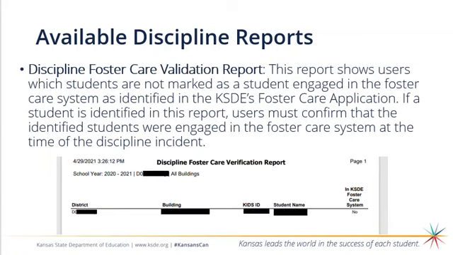Another report is the Discipline Foster Care Validation Report. This report shows users which students are not marked as a student engaged in the foster care system as identified in KSDE's foster care application. If a student is identified in this report, users must confirm that the students were engaged in the foster care system at the time of the discipline incidents. This works similarly to the previous reports.